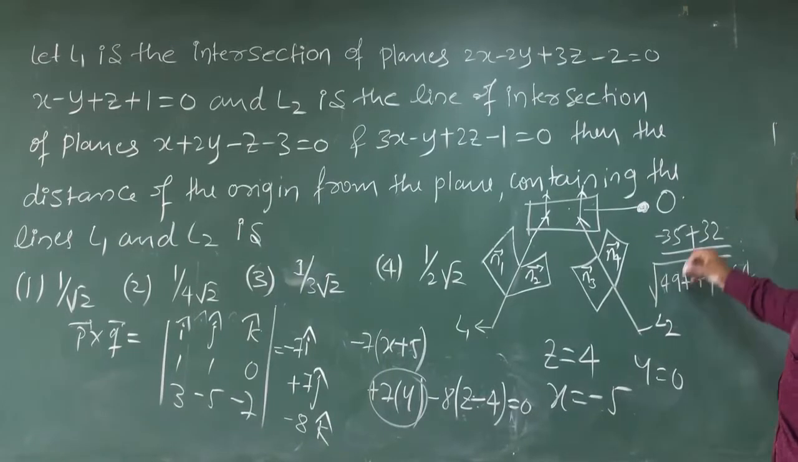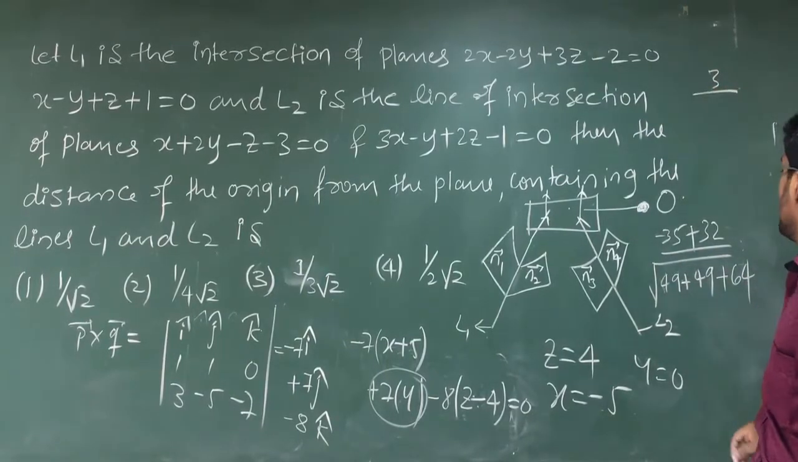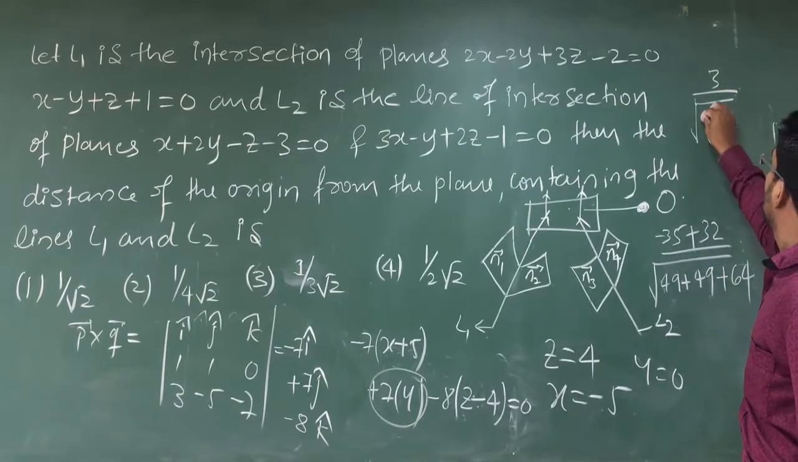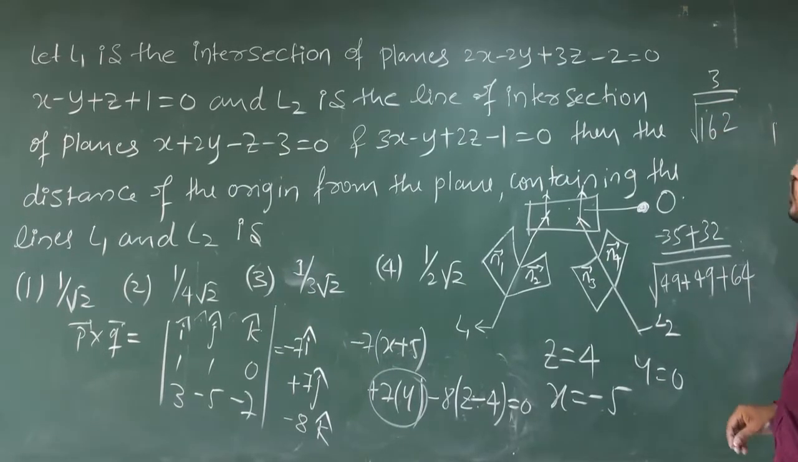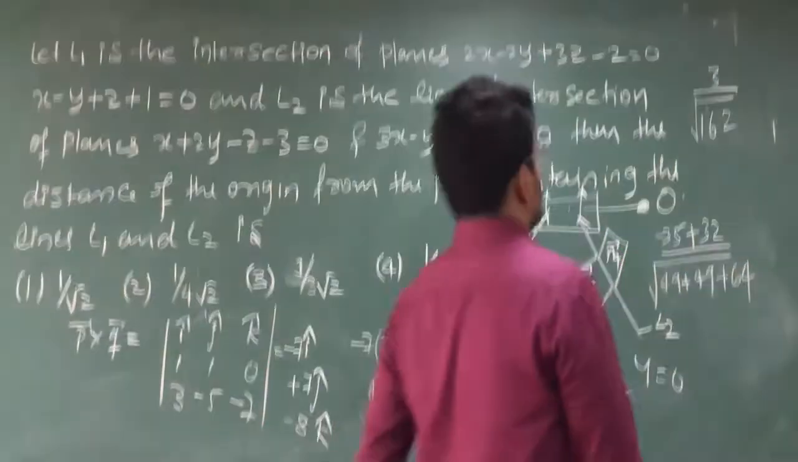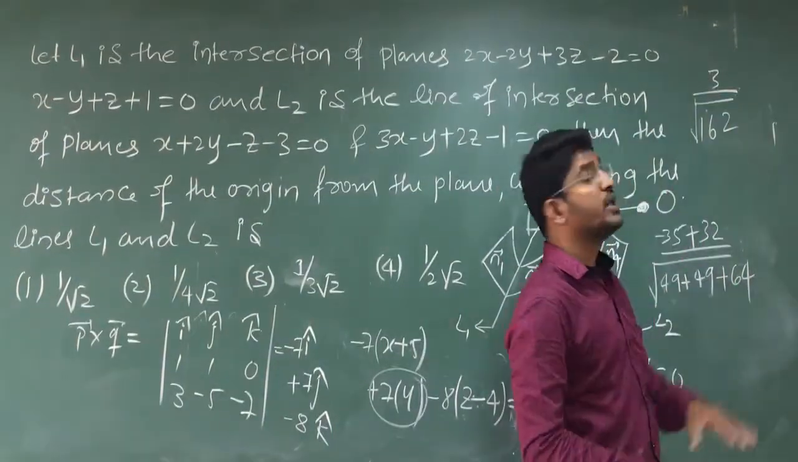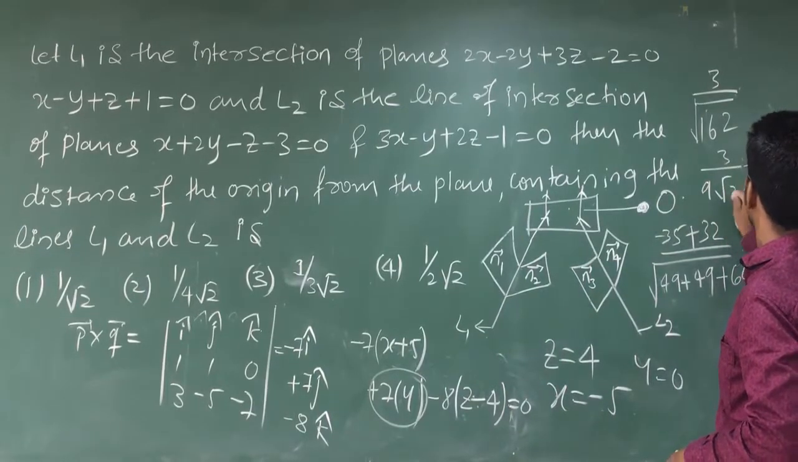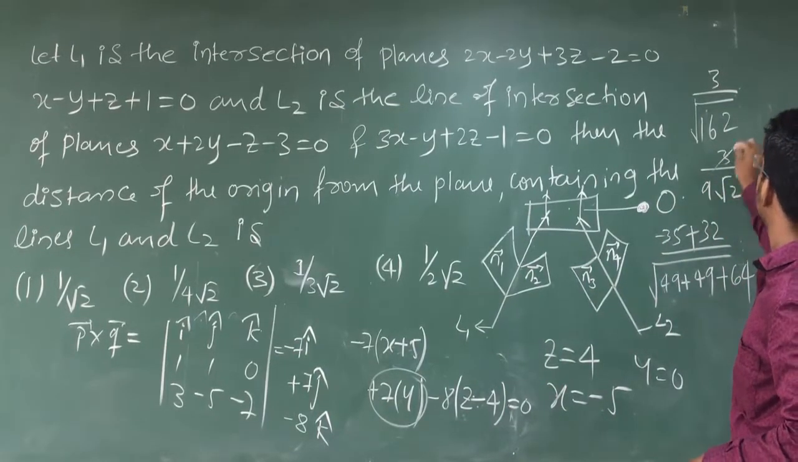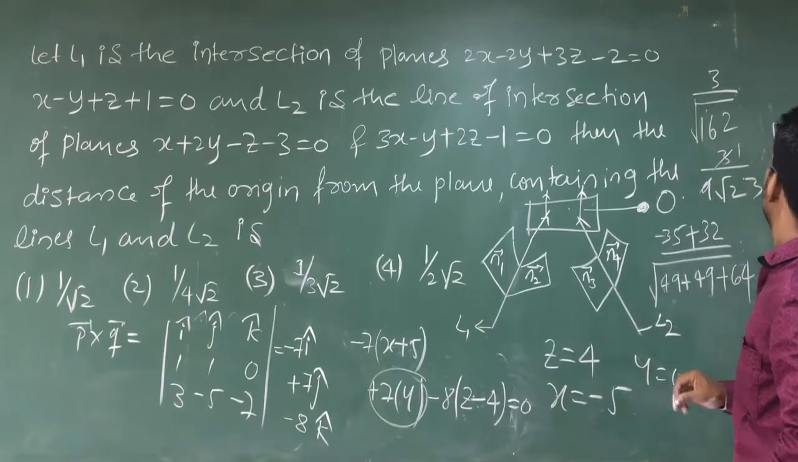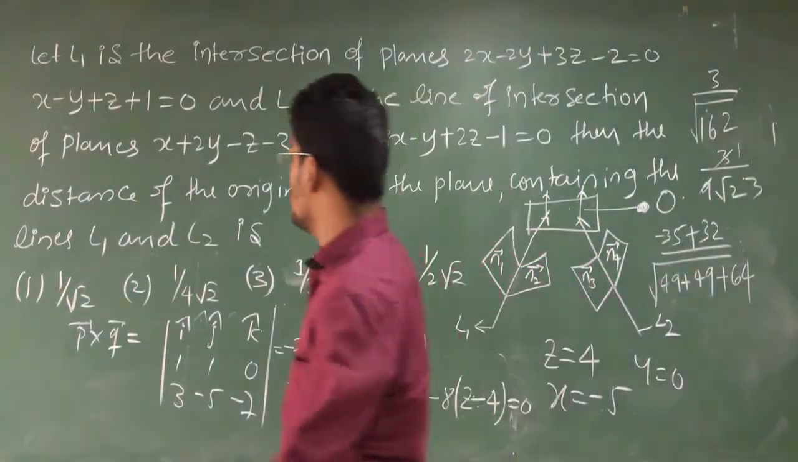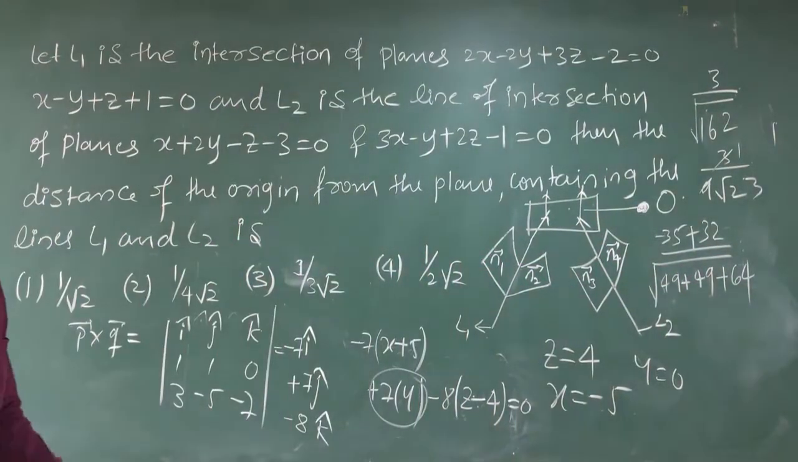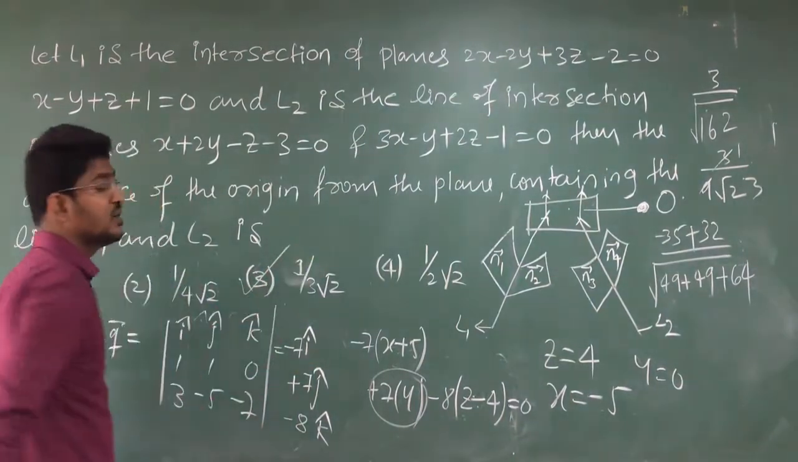You have to simplify this. So this will be 3 divided by root of 49 plus 49 is 98, 98 plus 64 is 162. Clear? So this will be 3 divided by root 162, so that is 3 divided by 9 root 2. If you simplify this, it is 1 by 3 root 2. So 1 by 3 root 2 will be the correct answer.